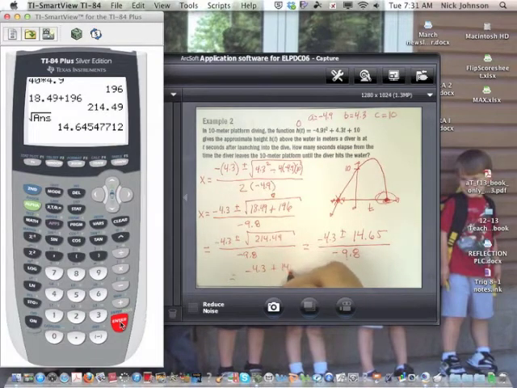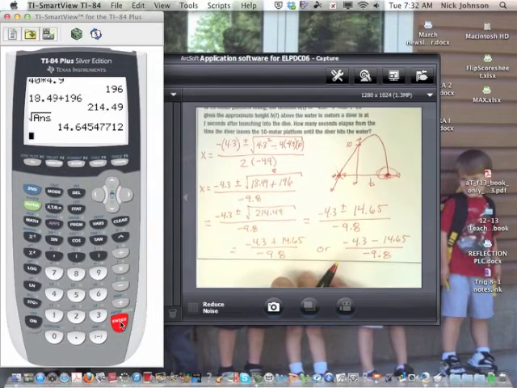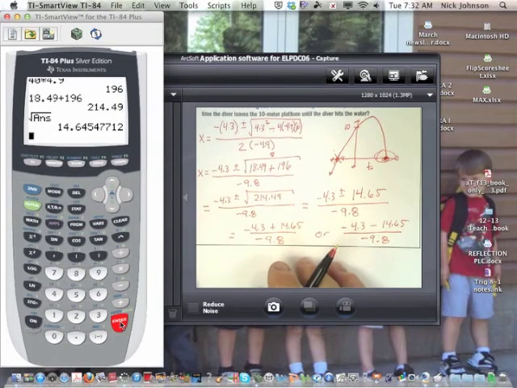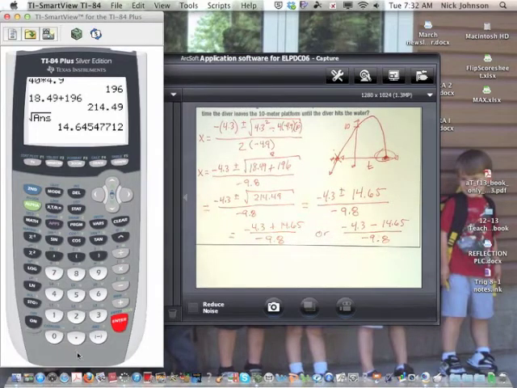So here are my two answers. Okay? I get a negative 4.3 plus 14.65 divided by a negative 9.8, or I get a negative 4.3 minus 14.65 divided by a negative 9.8. And that's going to give me my two solutions. So I'm going to do this on the calculator.